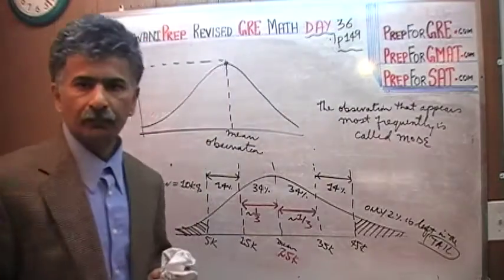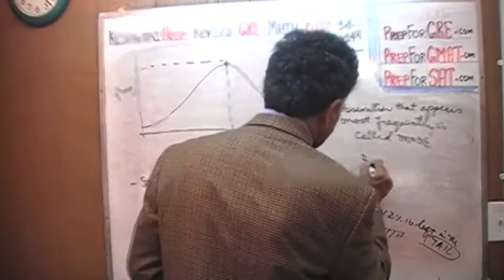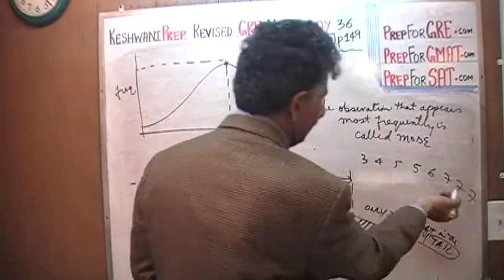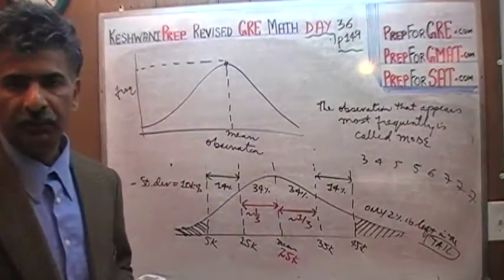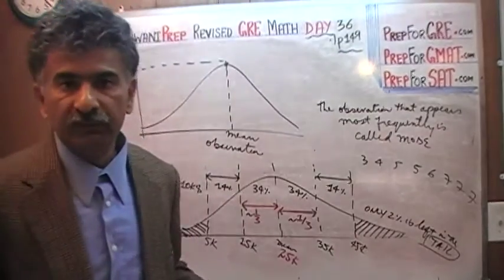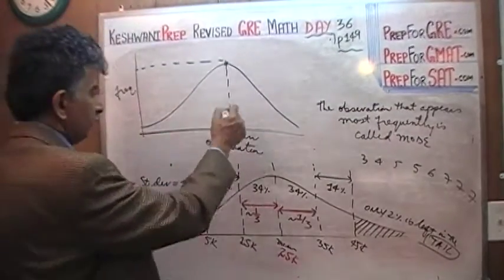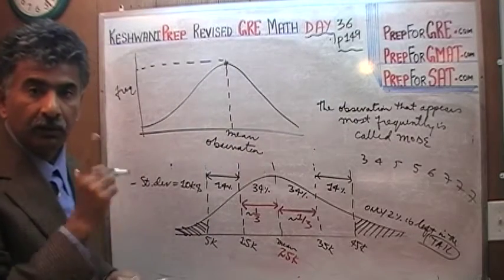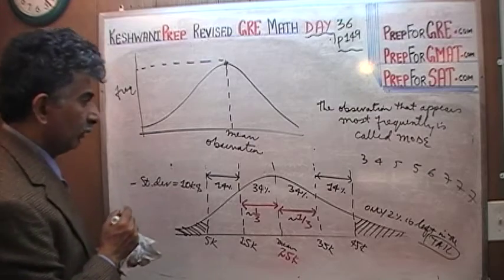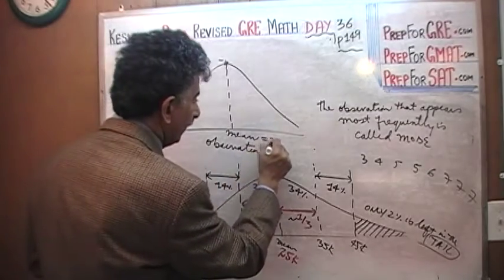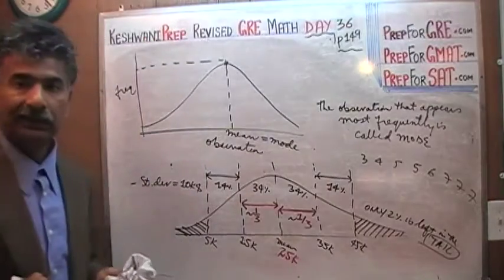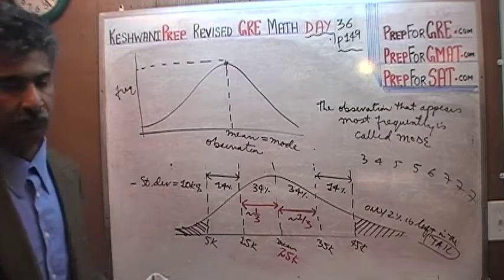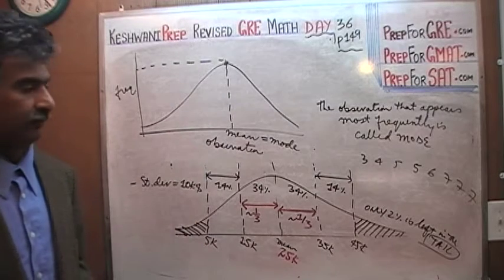If I have a whole bunch of numbers here, 3, 4, 5, 6, 5, 6, 7, 7, 7, the number that appears most often is 7. So the mode of these observations is 7. Here, whatever this observation is, which is the mean, is the one that happens most often in a normal distribution. Therefore, in a normal distribution, the mode equals the mean, because that is the peak of the bell curve.